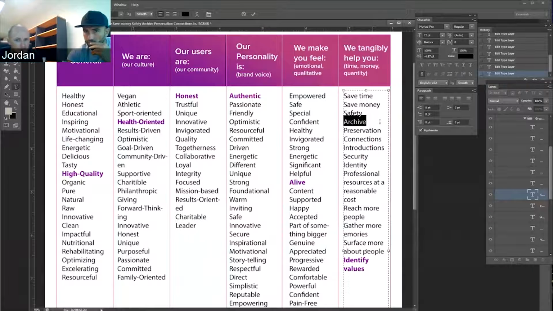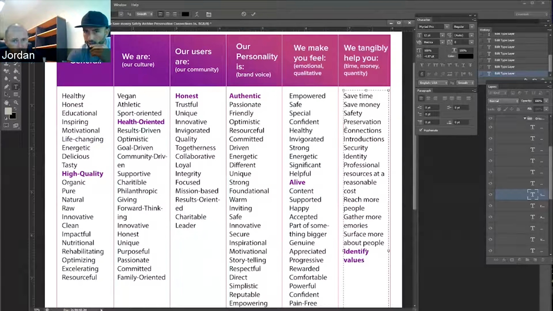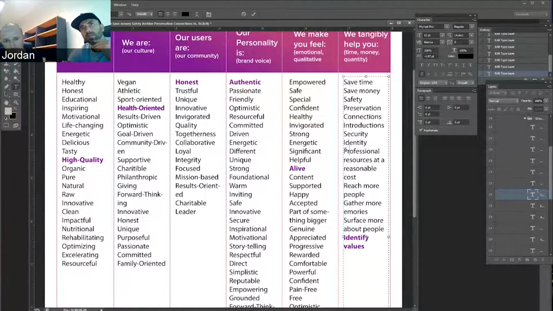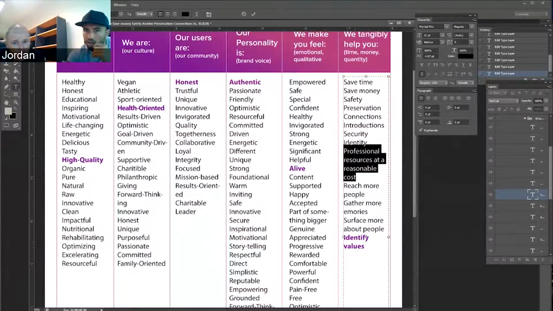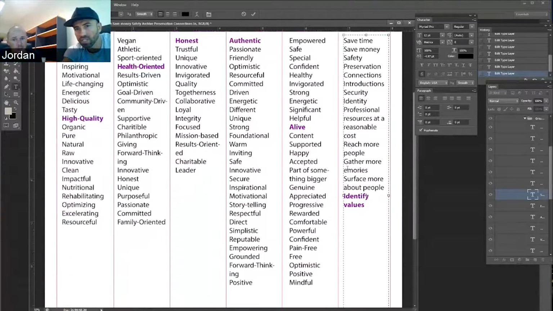They're things like get rid of, archive. They are potentially preserving their body. Well, I guess we're giving them connections, for example, inside of a group, they're getting connections. Someone might start talking, get a job, introductions, definitely. We're giving them security, security in themselves, identity. I think so. We're almost giving them at no cost a doctor that will talk to them about gut health. That's a resource for free. Gather more memories, identity, values.